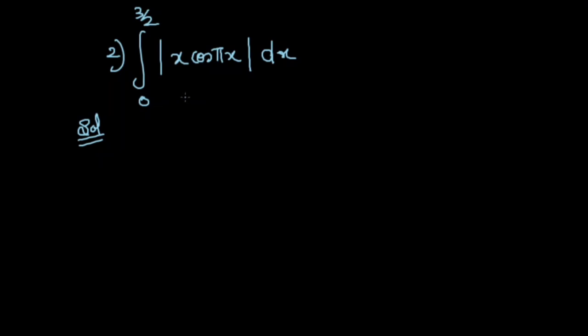Look carefully here: 0, and in between, 1 by 2 is there. If I substitute 1 by 2 in the function, cos pi by 2 is 0. That means if x is between 0 and 1 by 2, then x cos pi x is greater than or equal to 0. If you substitute 0, cos 0 is 1, and 0 into something is 0. And if I substitute 1 by 2, cos pi by 2 is 0, and 0 into something is 0. Therefore, you are getting positive.